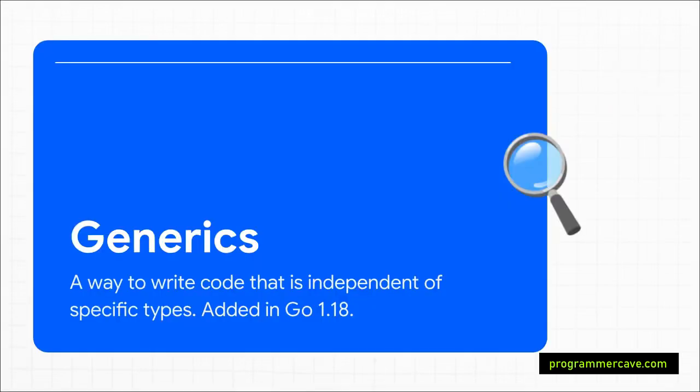Okay, so let's get a little more formal. What exactly are generics? Well, they were officially introduced back in Go 1.18, and they're a way to write code that isn't hard-coded to one specific type. What that really means for us is that we can build functions and even entire data structures that are way more flexible and reusable, working across a whole family of types without breaking a sweat.